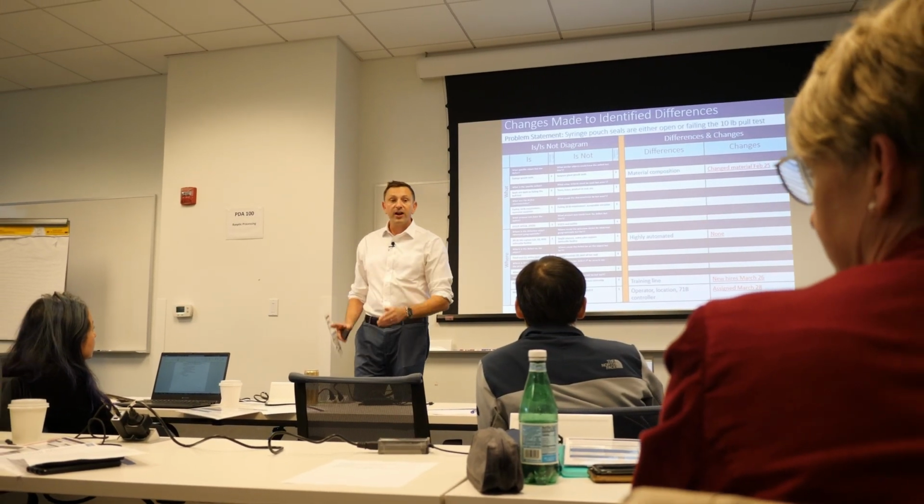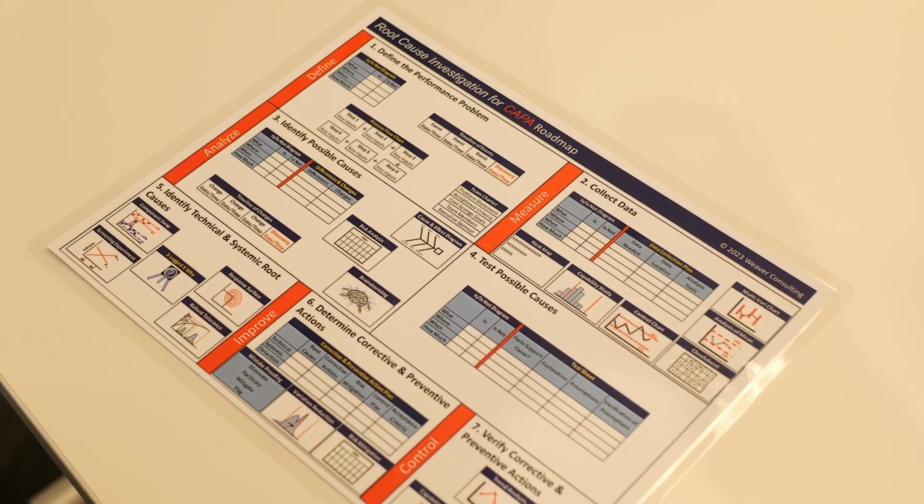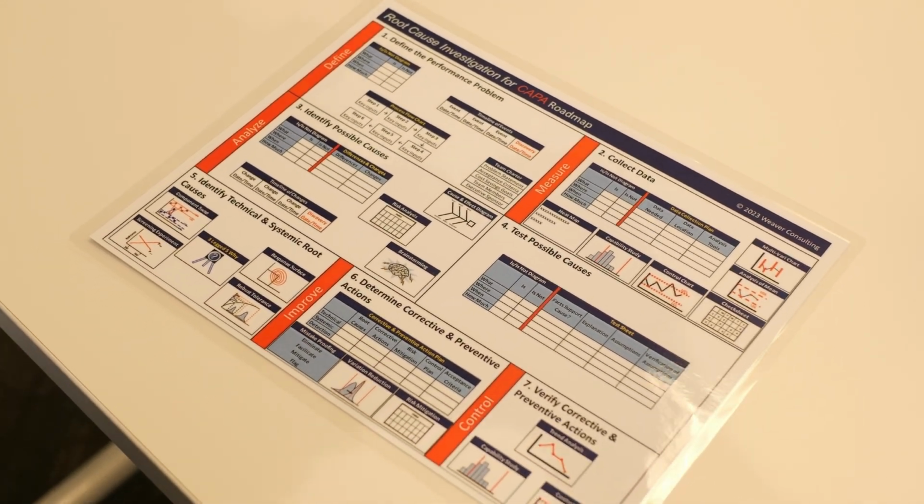As I joked about in my introduction, it probably goes without saying that often there will be multiple root causes in play for any given investigation. But understanding the differences between the types of root causes matters. In the methodology we teach at Weaver Consulting, root cause investigation for CAPA, we distinguish between three different types of root causes. The first we call technical root cause, or the technical reason for the performance issue being investigated.